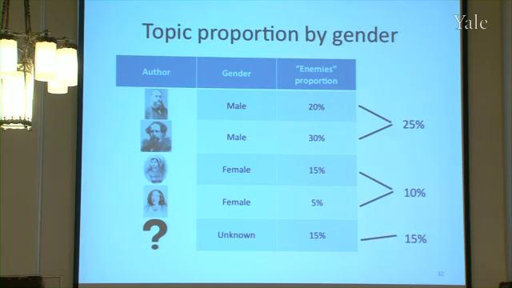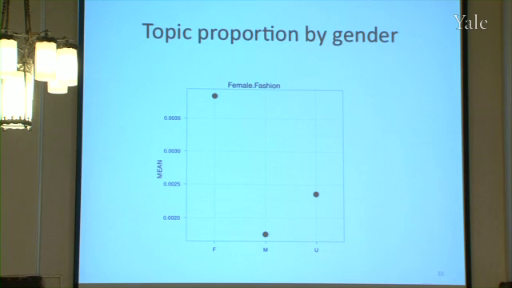And we can take all of the male authors, all the female authors, and all the unknown authors, and get the average of their proportion. So what is the mean percent use of the topic among a certain category of authors? And we can plot that. And so this is the female fashion topic. The left column is female authors. The middle column is male authors, and the right column is unknown authors.